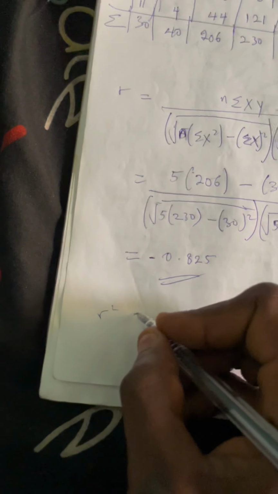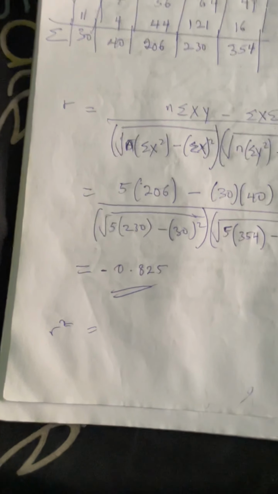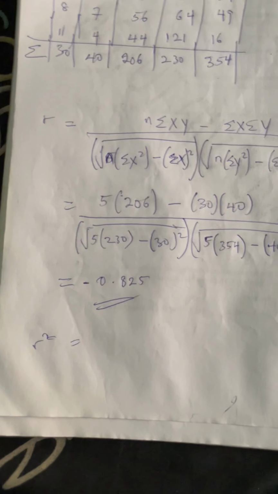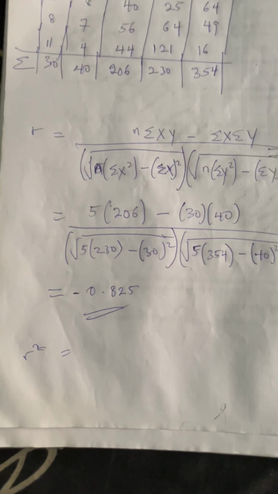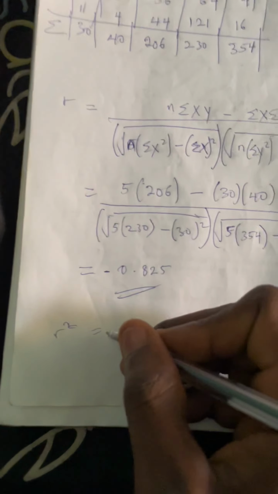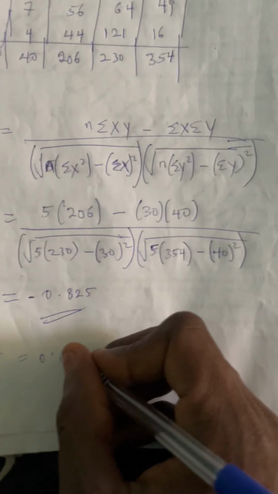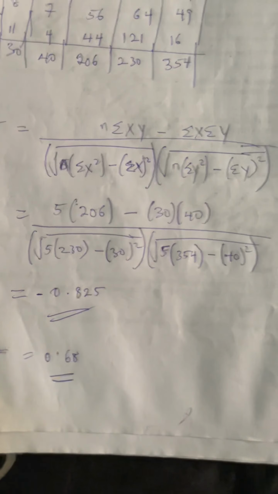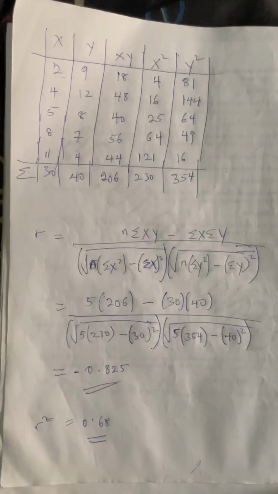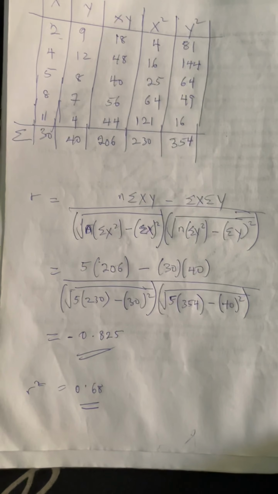And what's your r squared? That is the coefficient of determination. So the r squared, minus times minus will be plus. So now we have it to be 0.68 approximately. Now let's solve using the calculator method.